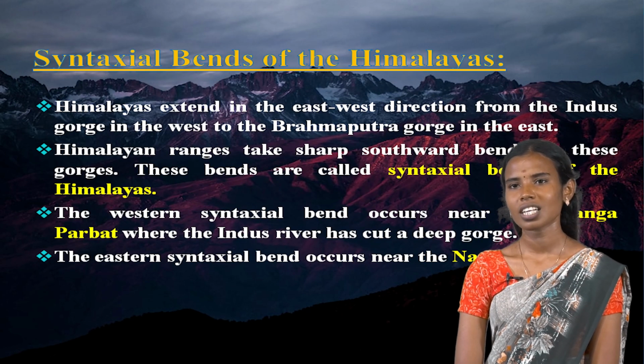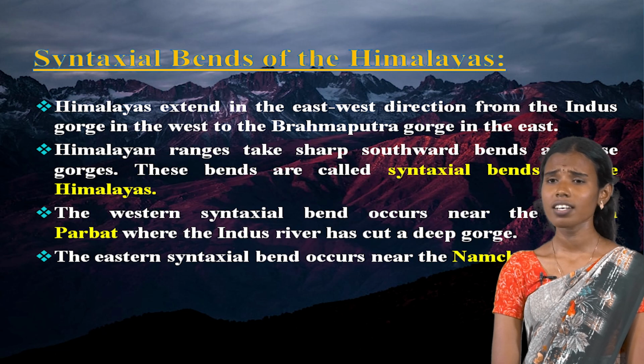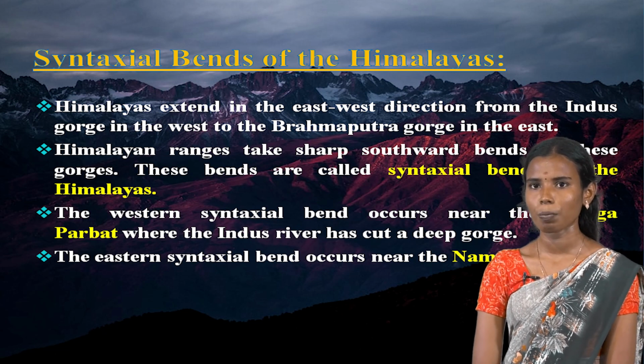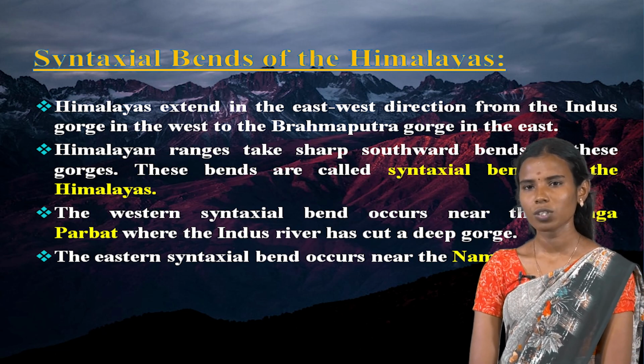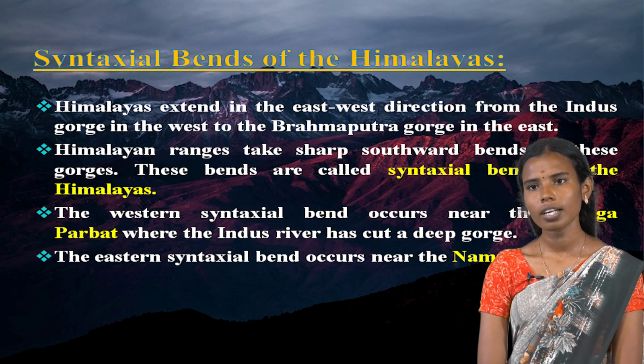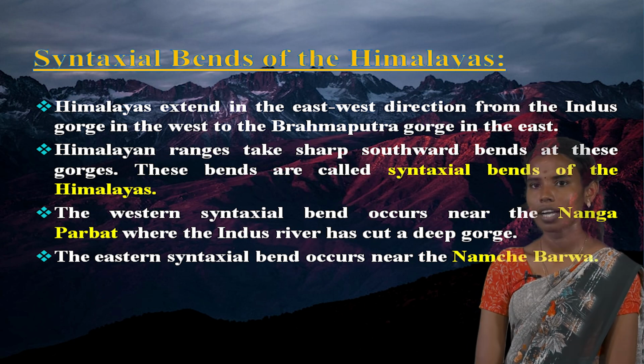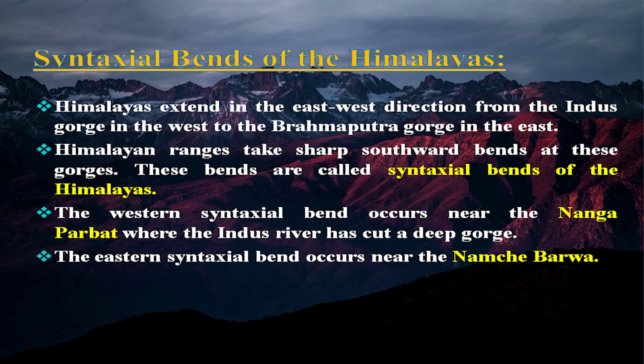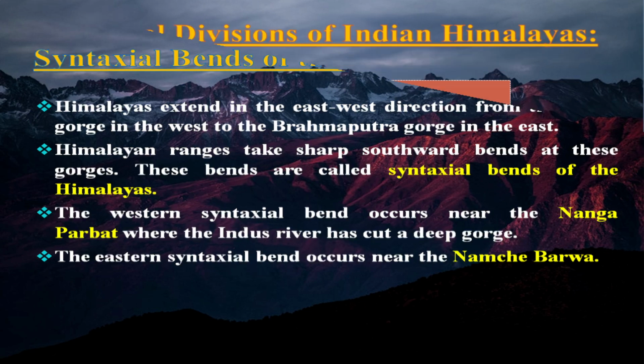Next, the two syntaxial bends. The Himalayas extend in the east-west direction from the Indus Gorge in the west to the Brahmaputra Gorge in the east. The Himalayan ranges take a sharp bend at both ends. They are called syntaxial bends. The western syntaxial bend occurs near Nanga Parbat, where the Indus River has cut a deep gorge, and the eastern syntaxial bend occurs near Namche Barwa.